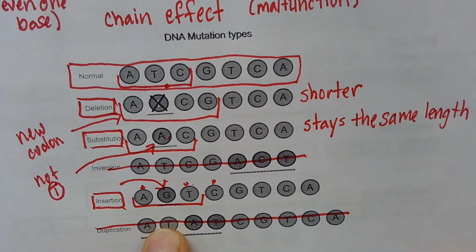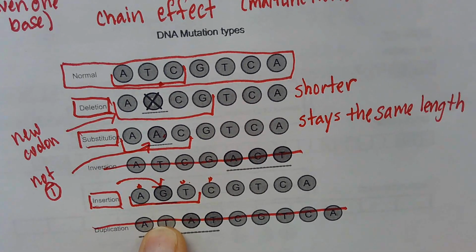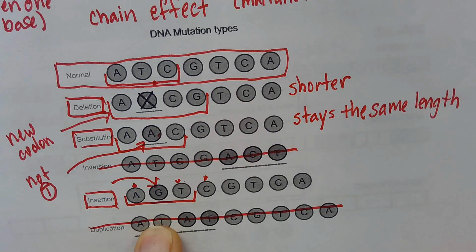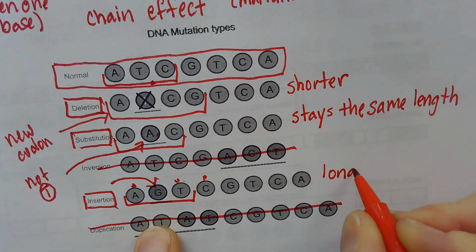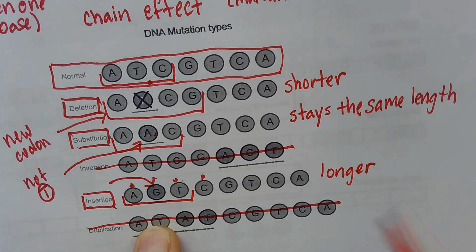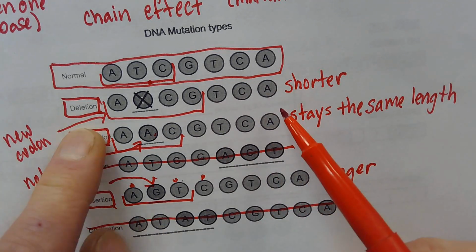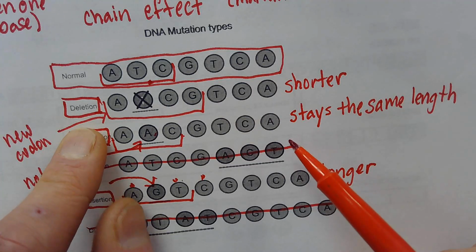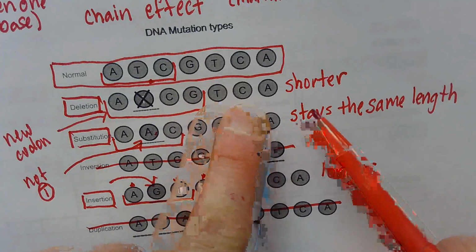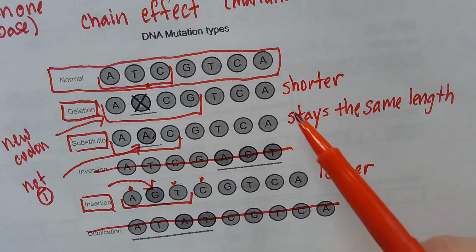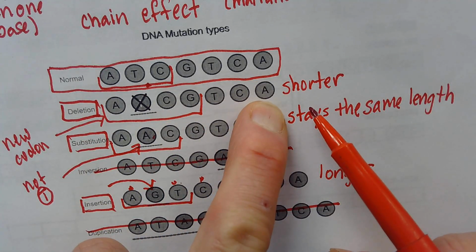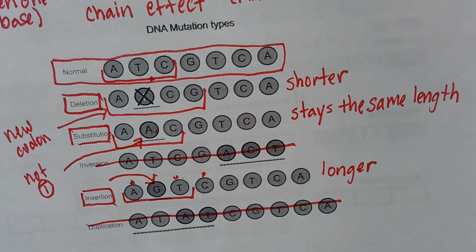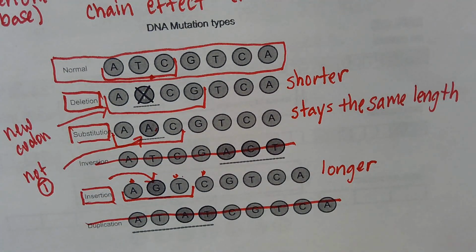For insertion, shorter, longer, or stays the same? Longer. This one you can actually see that there's an extra one in there. This one, it's really hard to show that it's shorter. But if I just count 1, 2, 3, 4, 5, 6, it's still, oops, 1, 2, 3, 4, 5, 6. Oh, what happened? Okay. They just stopped it right there, apparently. Okay. Let's turn the page.